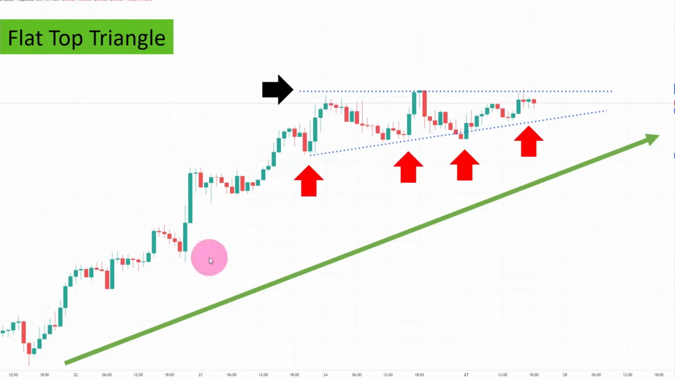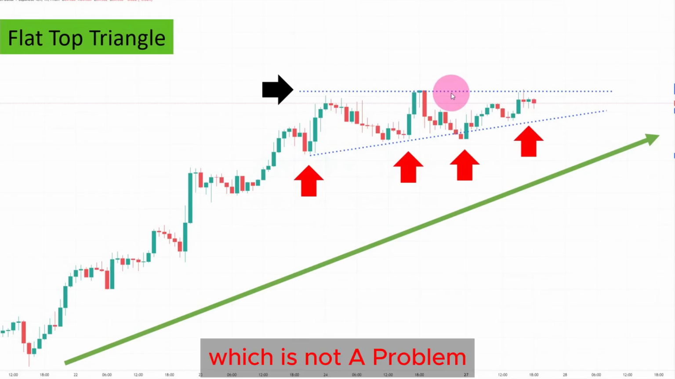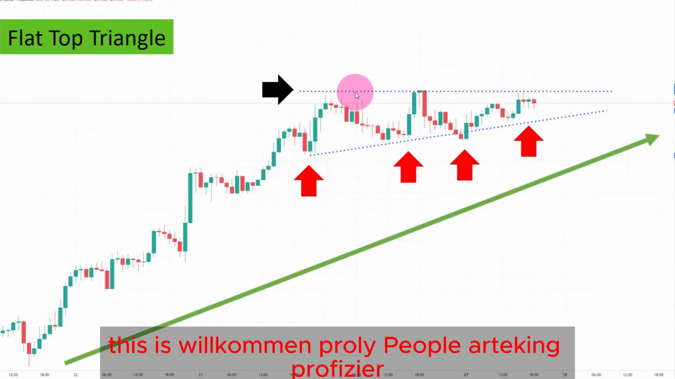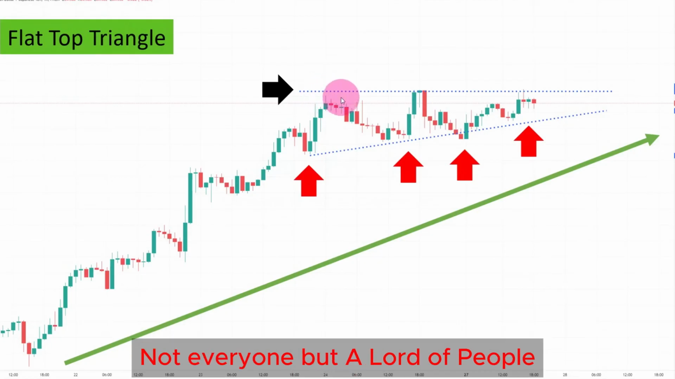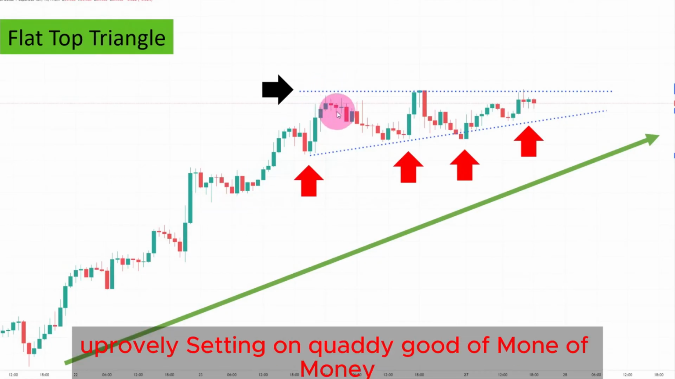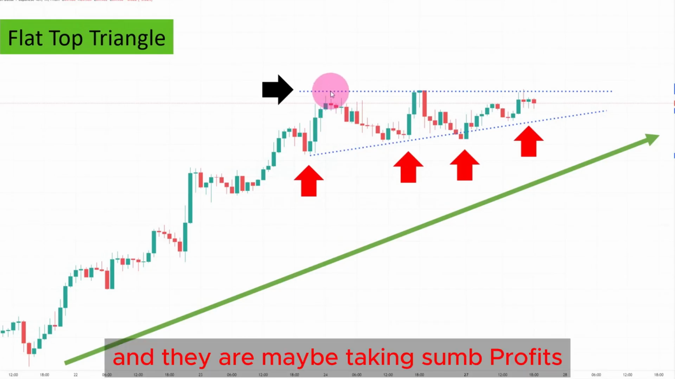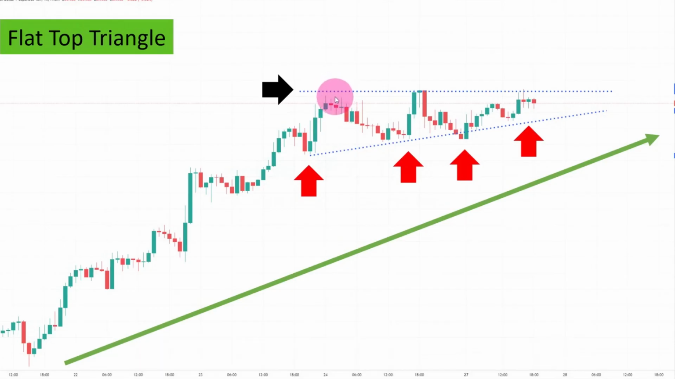And what we see here, first of all, we want to identify the trend direction, and we are clearly moving higher. Then we are hitting a resistance level. We have a high where the market is not able to push through, which is not a problem. This is very common. Probably people are taking profits here. Not everyone, but a lot of people are probably sitting on quite a good amount of money, and they are maybe taking some profits.